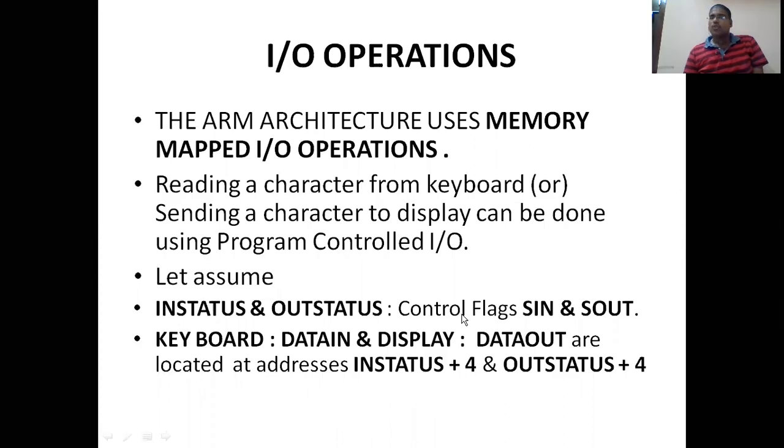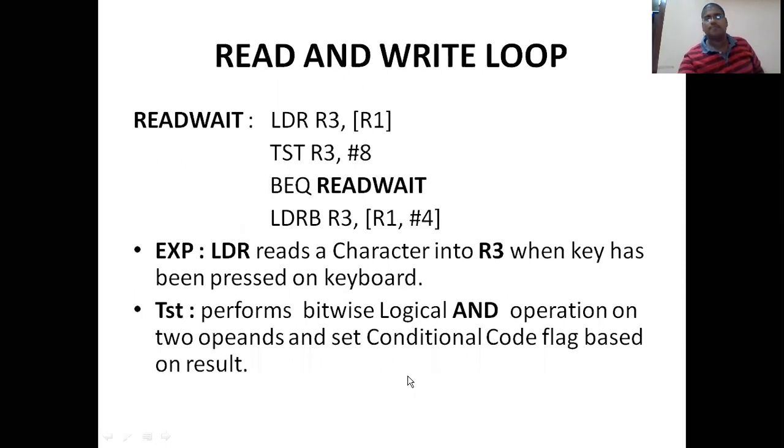We are having some control flags. A flag is a single bit binary data storage device, just like a flip flop. Whenever a particular condition becomes true, then only the flag will become 1. In the rest of the cases, the flag will be 0. So we have two control flags here, S in and S out, serial in and serial out. Next, keyboard data in and display data out are located at the address. This is something they have given that is not required.